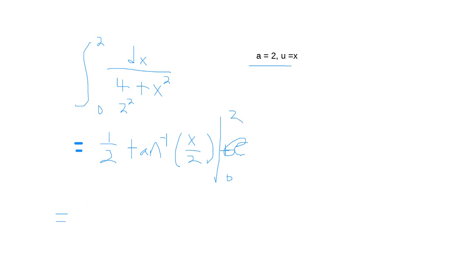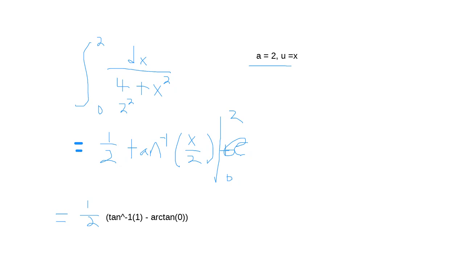So we have a half. It's difficult to write here, so let me type. I have a half of arctangent, and 2 divided by 2 is 1, so arctangent 1, minus arctangent of 0.